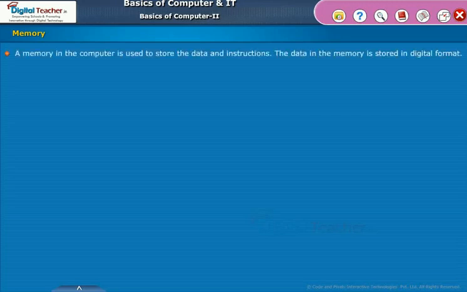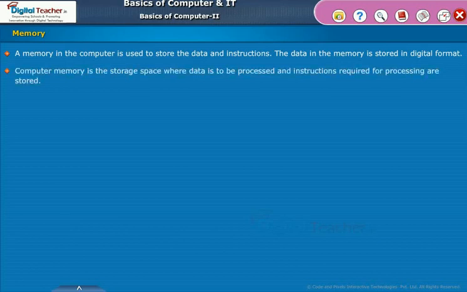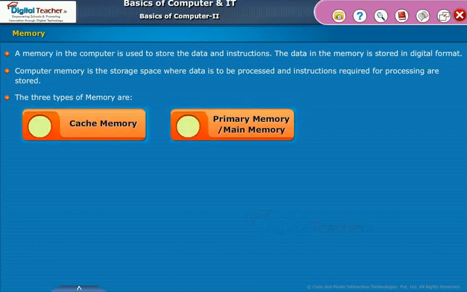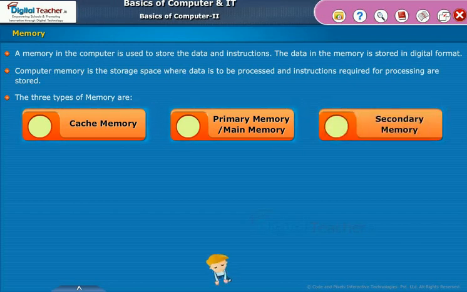Memory. A memory in the computer is used to store the data and instructions. The data in the memory is stored in digital format. Computer memory is the storage space where data to be processed and instructions required for processing are stored. The three types of memory are cache memory, primary memory or main memory, and secondary memory. Click each tab to know more.